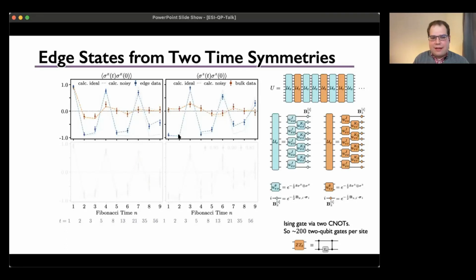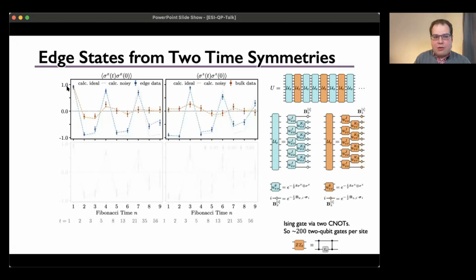And here we have the ZZ correlator on the boundary and the ZZ correlator averaged over the bulk. And we're going to evolve this up to this Fibonacci time 9, which corresponds to a physical number of layers of 65, which for those people who are interested in quantum computing corresponds to about 2 qubit gates per site, which is actually quite a long time for current devices.